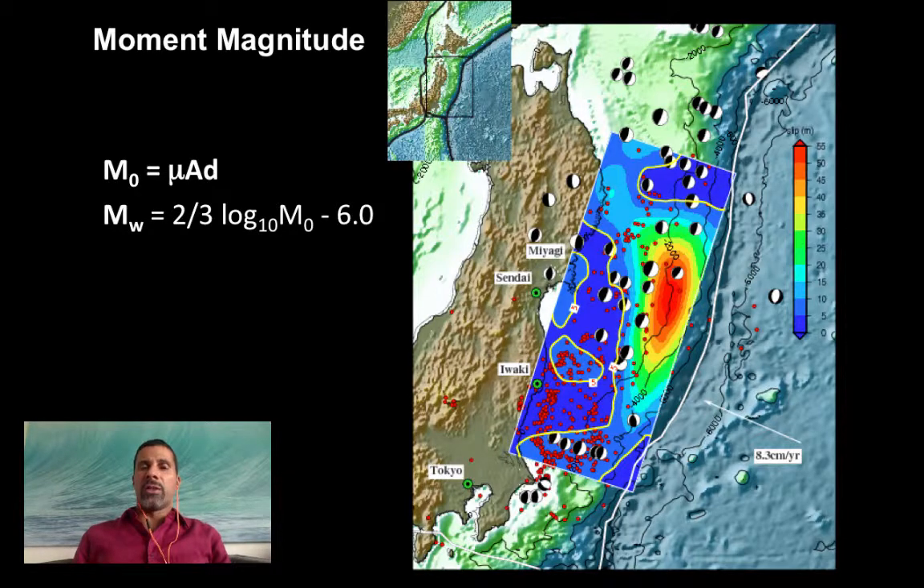You notice this is a logarithmic scale, which means that for every increase in moment magnitude of 1, you're going up a factor of 10 in the amplitude, or the magnitude of the earthquake, not the energy released. I'll tell you why it's not energy in a little bit.